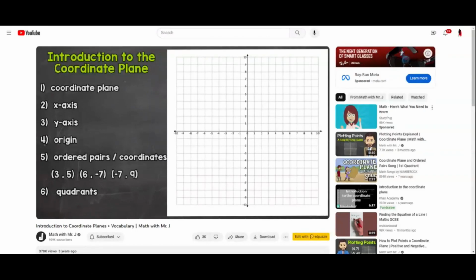So let's jump right into number 1 here, which happens to be coordinate plane. And a coordinate plane is a 2-dimensional surface, so flat, on which we can plot points, lines, curves, etc. Now, here on the right-hand side of your screen is an example of a coordinate plane. And then number 2 and number 3, this is what our coordinate plane consists of.